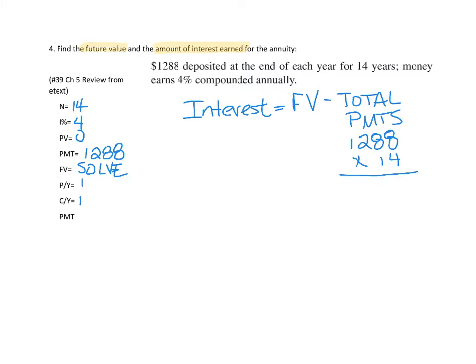Problem number 4 wants us again to find the future value, but it also wants us to find the amount of interest earned. So that means we're going to have to find that future value and then subtract the total amount of the payments. And it says that the payments are $1,288 each year for 14 years. So that will be a total of $18,032.